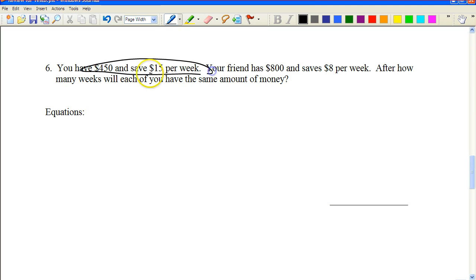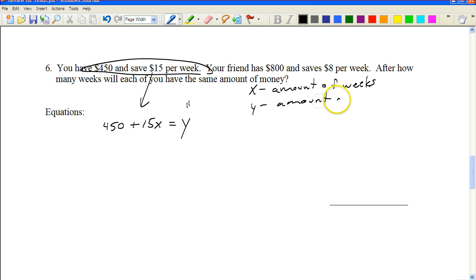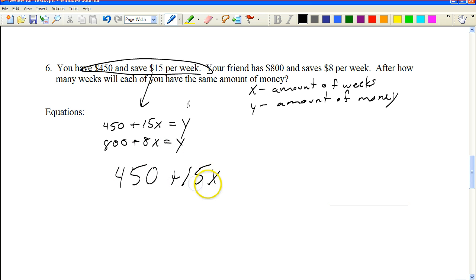Okay, so this one is going to give us an equation. We start at 450, and our slope is going to be 15 per week, so we're going to say x, and that's going to equal the amount of money we have. So x is the amount of weeks, and y is the amount of money. And then the next one is going to be 800 plus 8 per week. When do we have the same amount of money? Well, that's when those two things are equal, when the y's are the same. So we're just going to set these things equal to each other and then solve that.